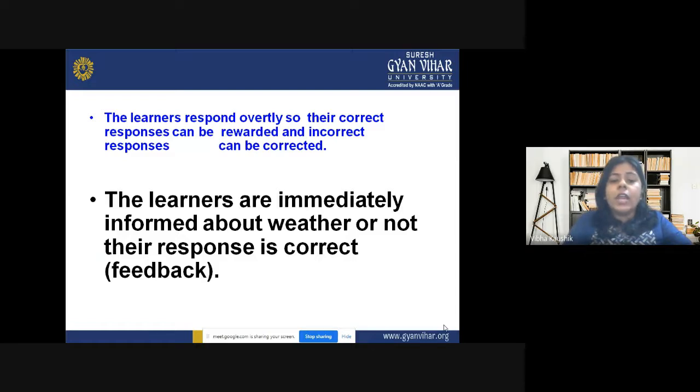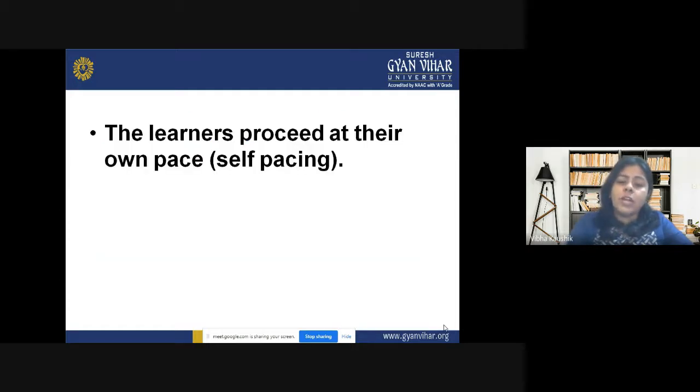The learners are immediately informed about whether or not their response is correct. Means the student will be able to know whether he has given the right answer or the wrong answer for a particular statement or question. The learners proceed at their own pace, self-pacing, deciding how much information they want to learn today.